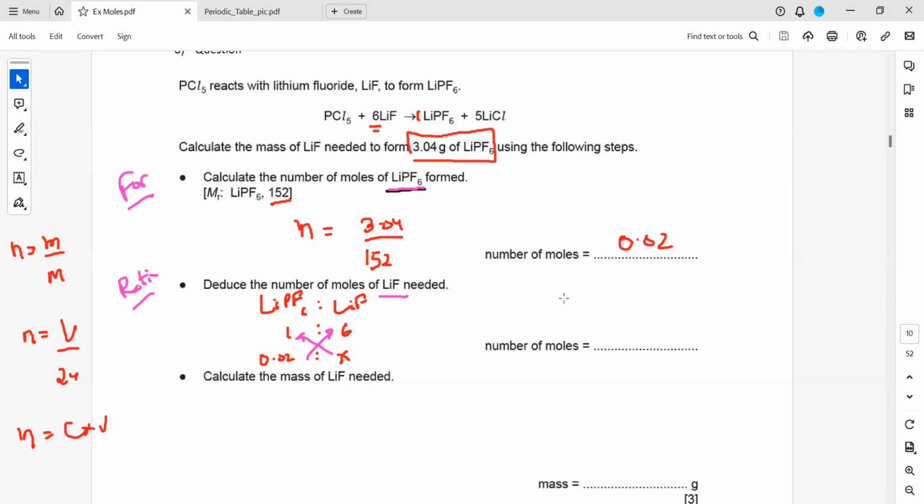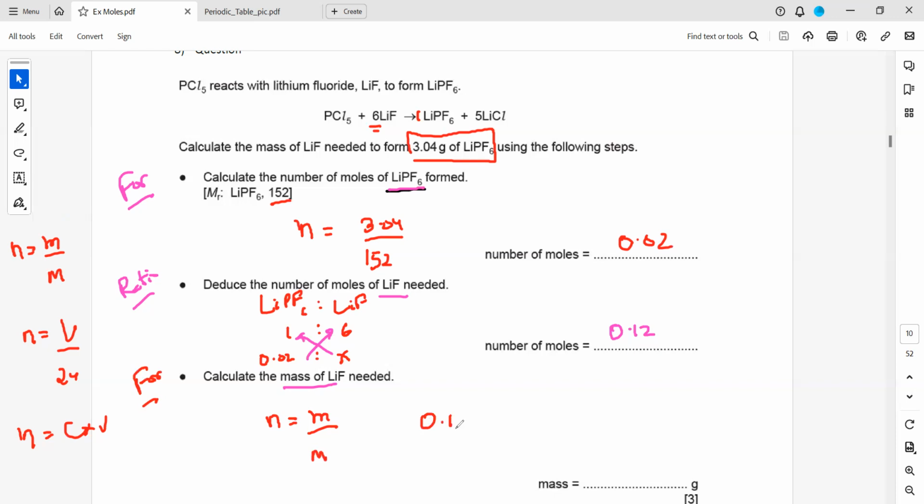0.12. So we have 0.12 moles of lithium fluoride. Then we need the mass of the lithium fluoride in grams. So again, we'll use a formula. Which formula will we use? Again, we'll use the first formula: moles equal mass in gram divided by the molar mass.